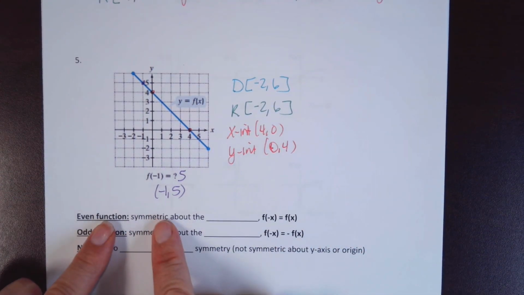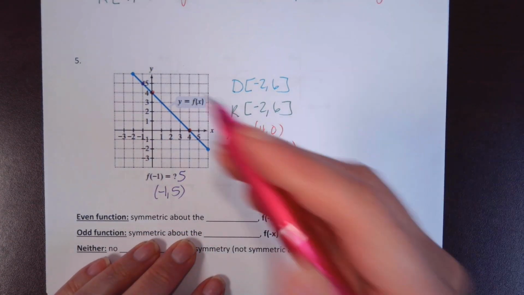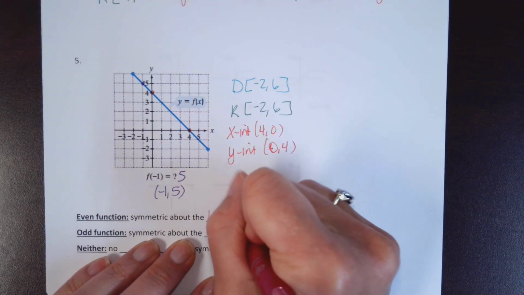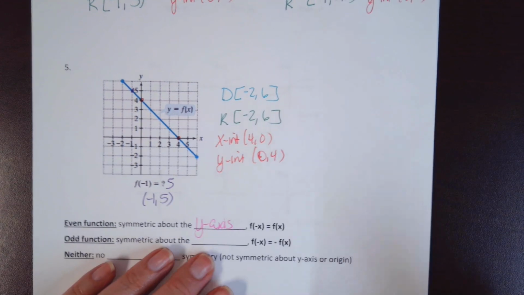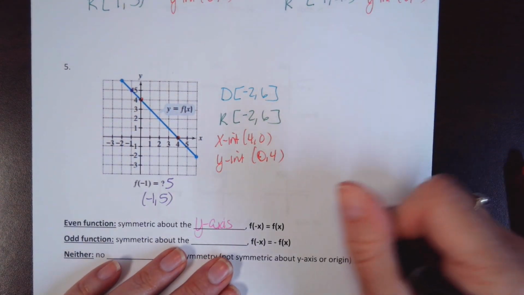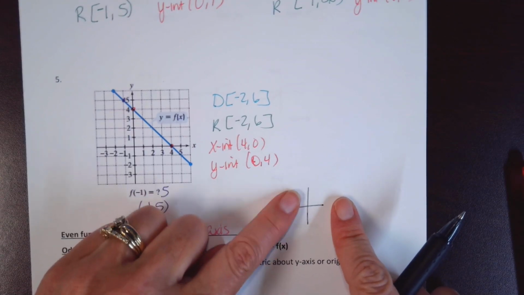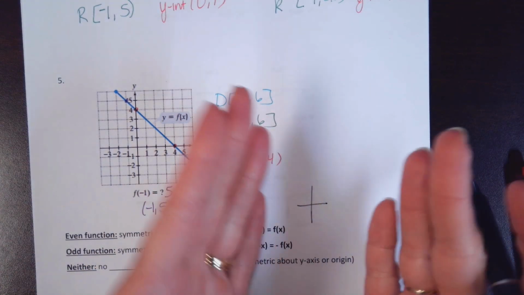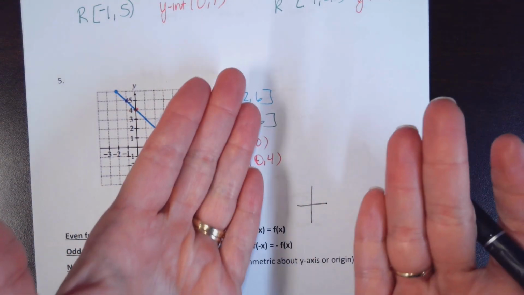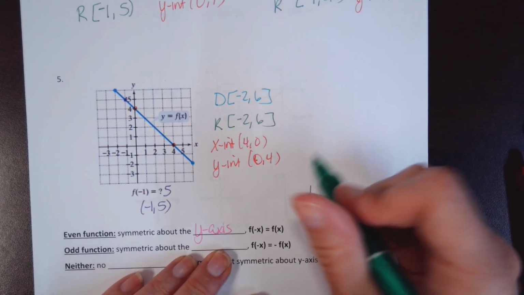Now, if a function is even, then we say it is symmetric about the y-axis. That means I can fold my graph and the sides are going to match up if I fold it on the y-axis. Do you remember when you were little, maybe you'd put paint on one side of the paper and you'd fold the paper in half and you'd make a butterfly or a heart or whatever was going on, the two sides would match. So it is even if it's symmetric about the y-axis.